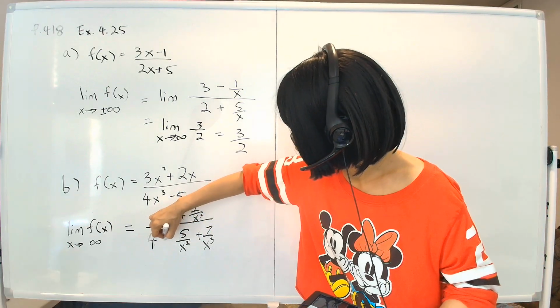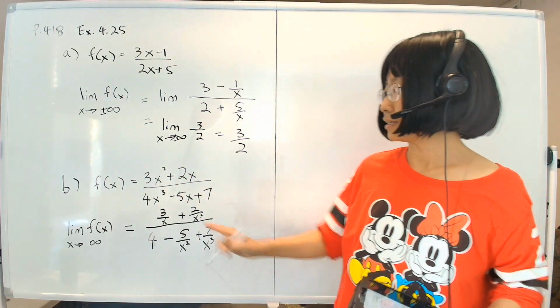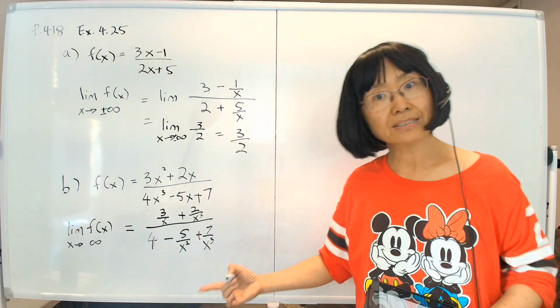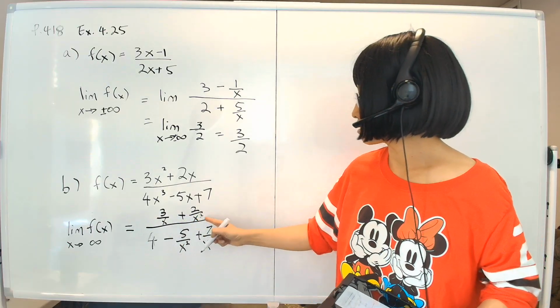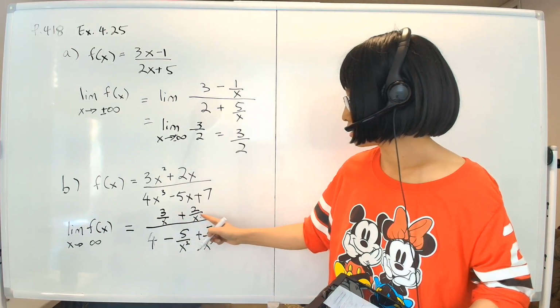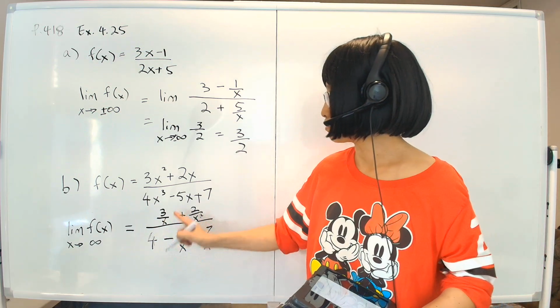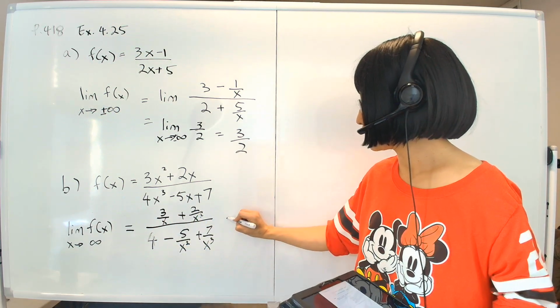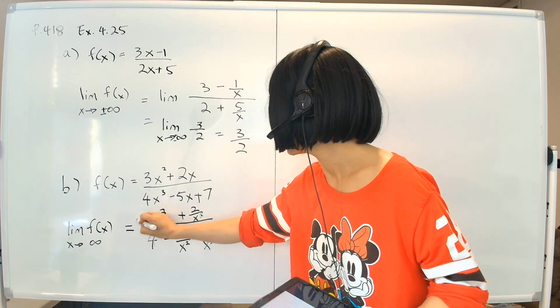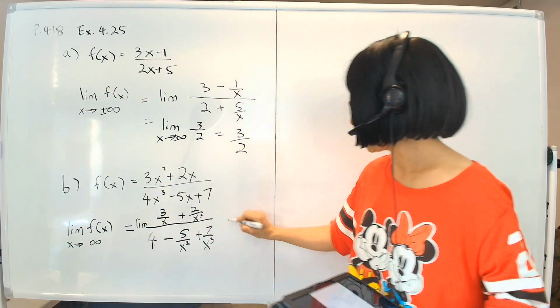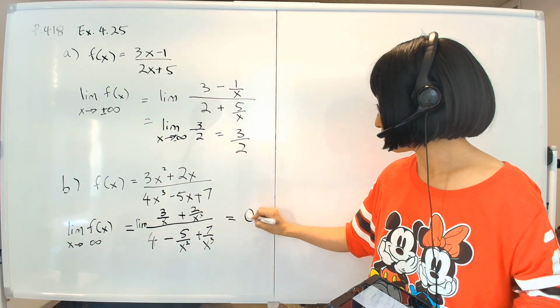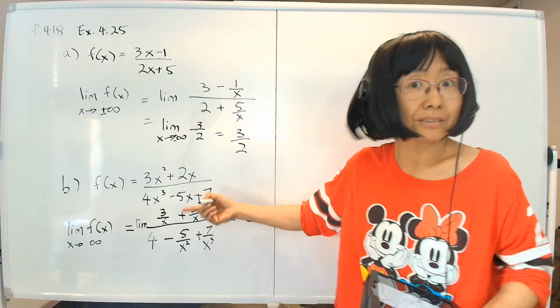So what do we have here? At this point, we allow x to go to infinity, and these things become 0. These things also become 0. The 4 stays, but there's 0 on top. So the limit equals 0, because the numerator becomes 0.